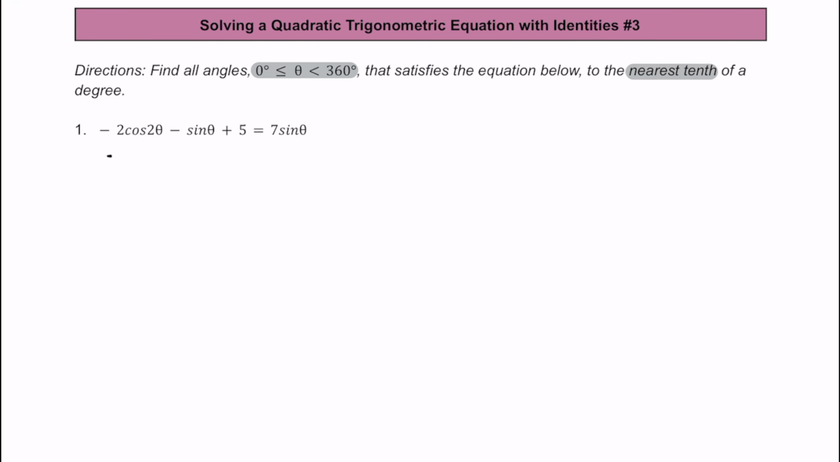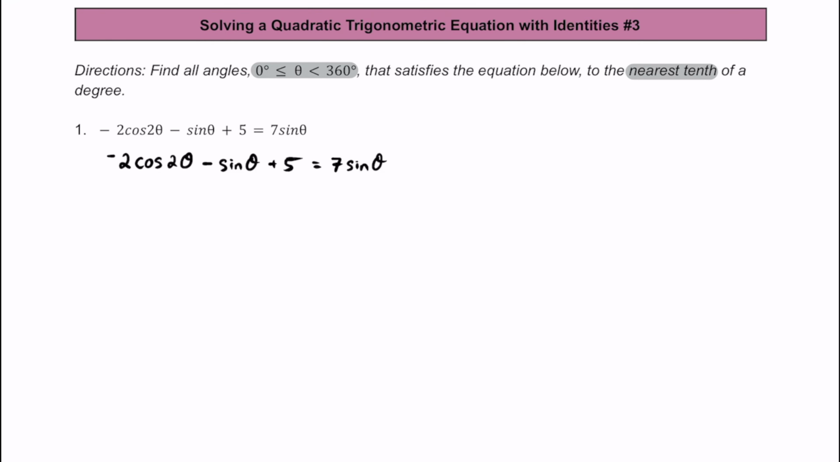To start, I'm just going to copy down this equation. So we have -2 multiplied by cosine of 2 theta. Now 2 theta means that we have a double angle going on here, so keep an eye on that. We have minus sine of theta, then we have plus 5, and on the right side we have 7 multiplied by sine of theta.